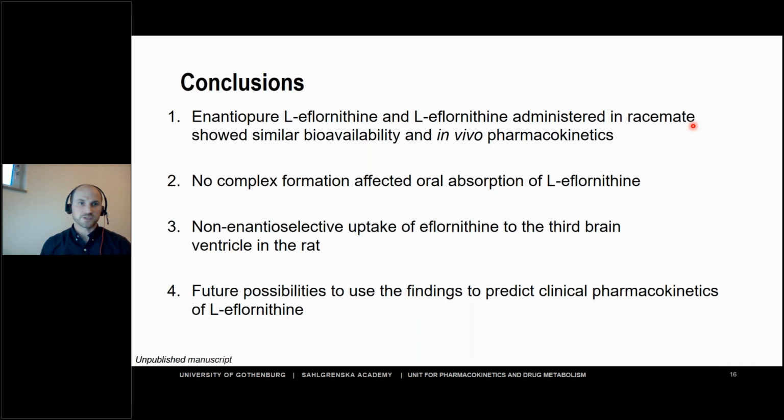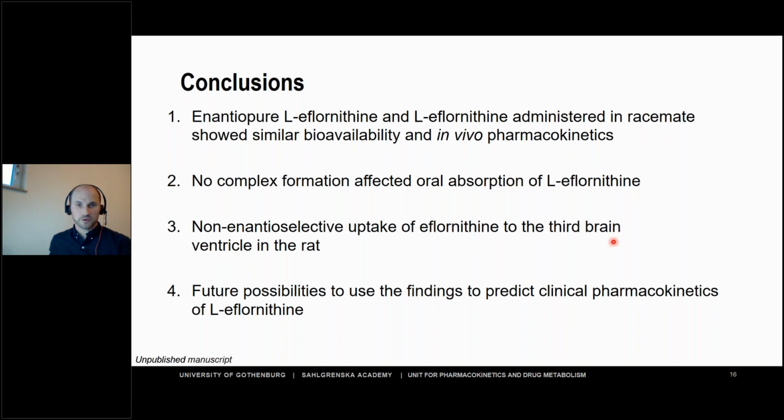So the conclusion from this work is that L-eflornithine showed similar bioavailability, irrespective of whether we dosed it as the enantiopure or racemic L-eflornithine. There were earlier hypotheses that some type of complex formation could happen between L- and D-eflornithine in the GI tract. So by taking D-eflornithine out of the formulation, that complex formation was suggested to go away. But since we didn't see any increase of L-eflornithine exposure, we are comfortable concluding that this complex formation does not occur for L-eflornithine in the racemic mixture and is therefore not affecting oral absorption of L-eflornithine.